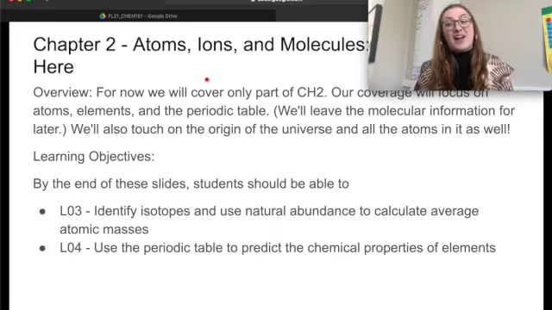We'll also talk about isotopes. So we'll talk about how to identify isotopes, what they are, and then how to identify the number of neutrons and protons in a specific isotope. And then we'll finish up talking about atomic mass.